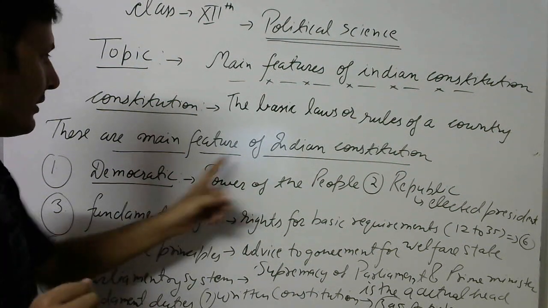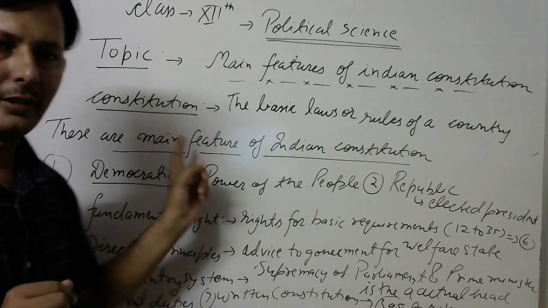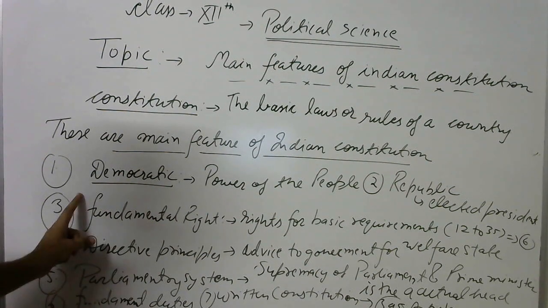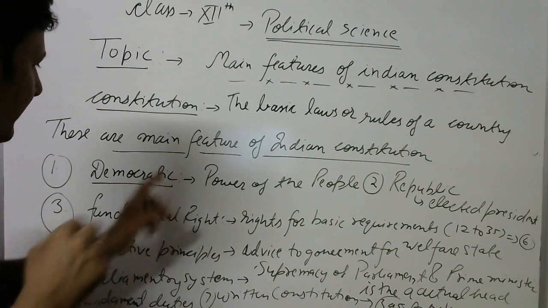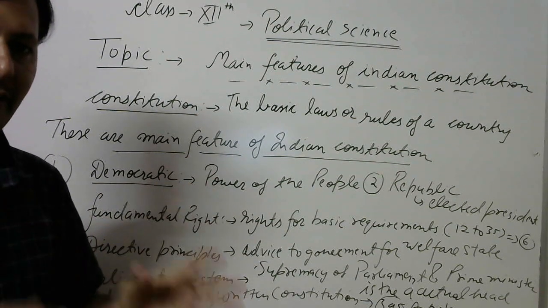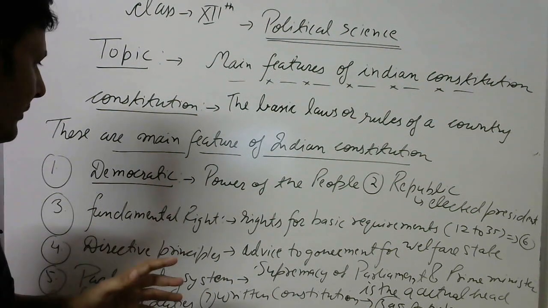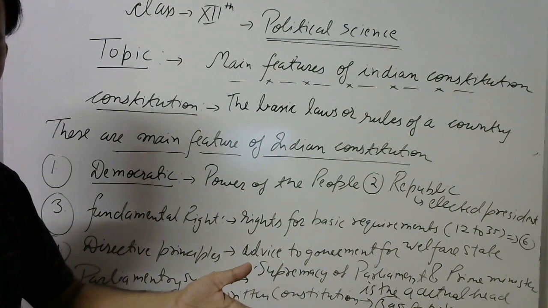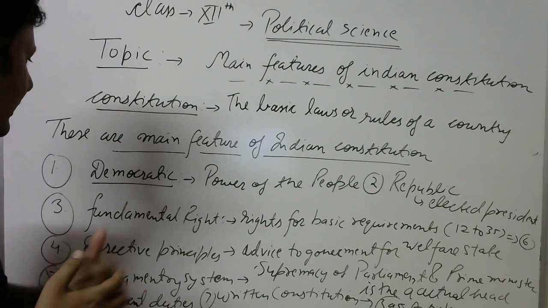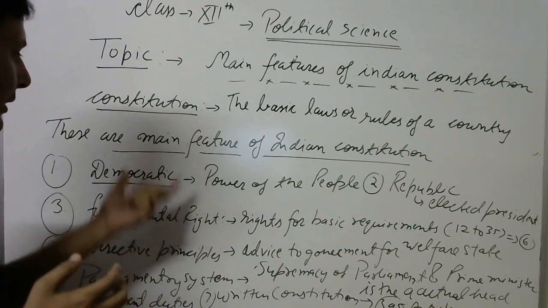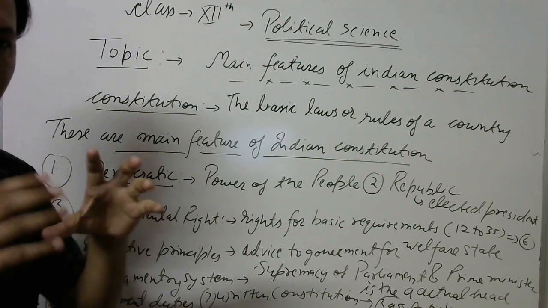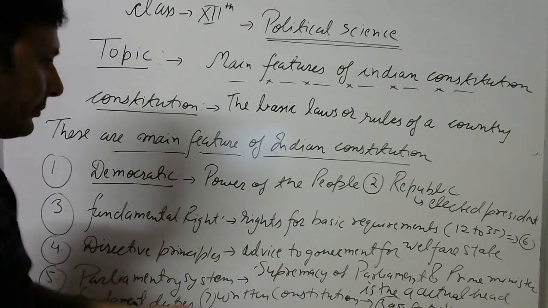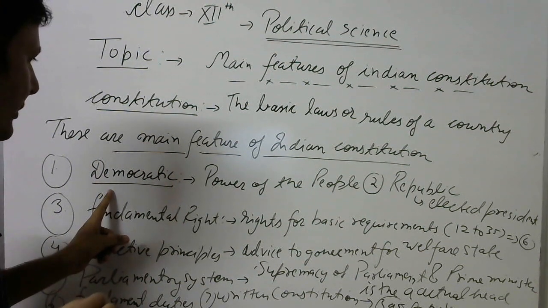These are the main features of Indian constitution. Number one is democratic. Yes, Indian constitution emphasizes democracy. Democratic means power of the people, for the people, by the people. So basically, democratic countries emphasize public sovereignty, power of the public. Clear? It is the first feature of Indian constitution.